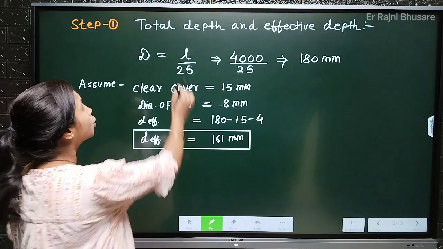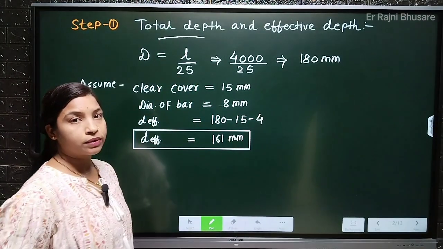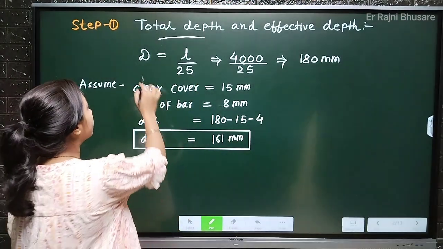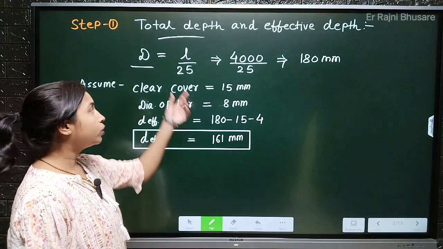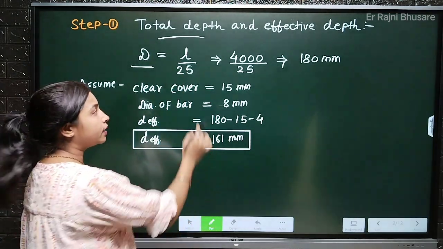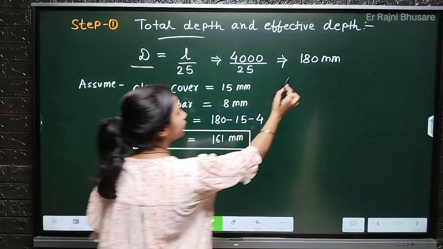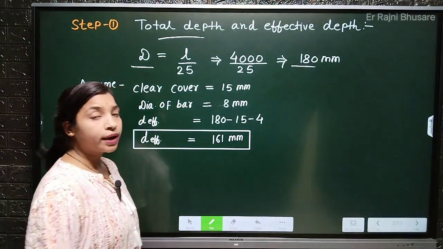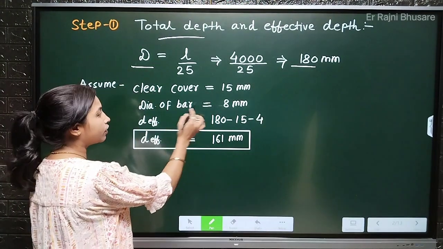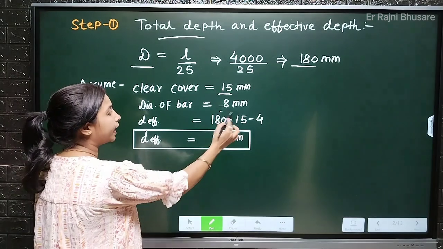After that our first step is to determine the total depth and effective depth. Here we have to calculate capital D. By thumb rule, L by 25. Our L is 4000 by 25, so we will get our D as 180 mm. Okay.